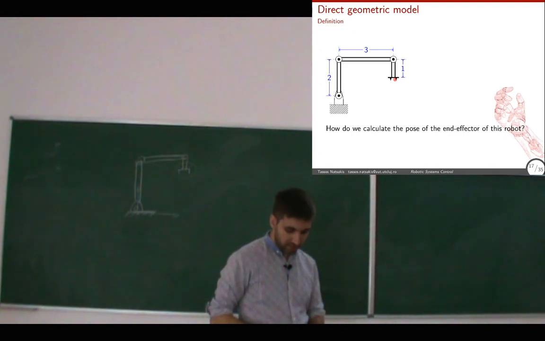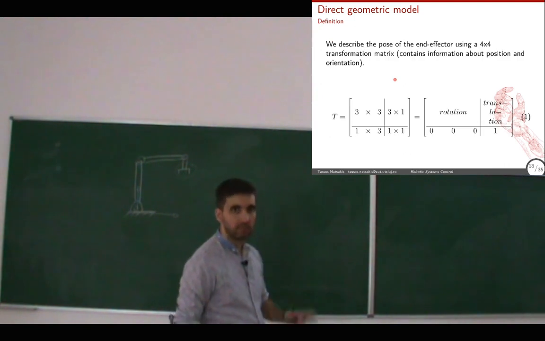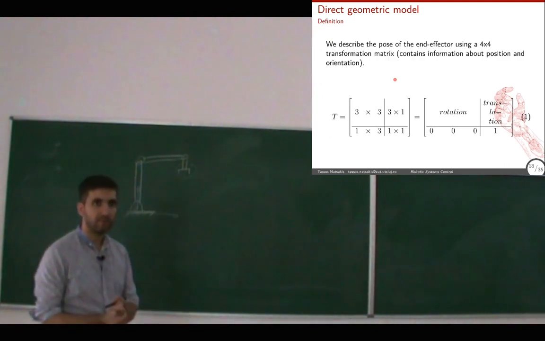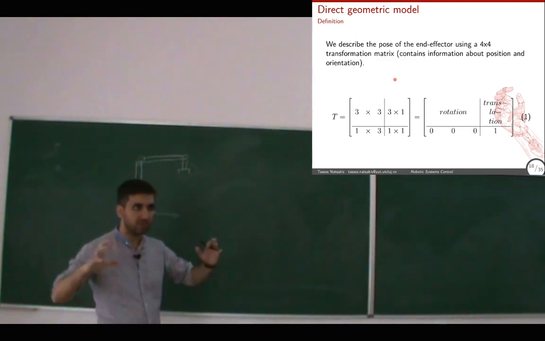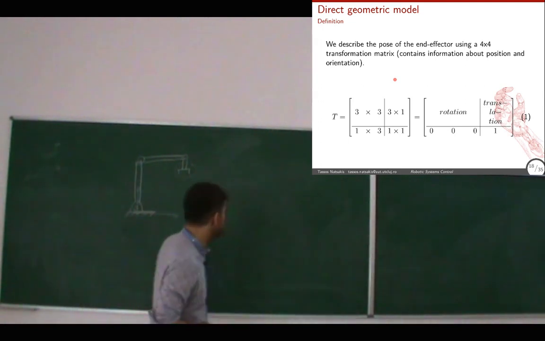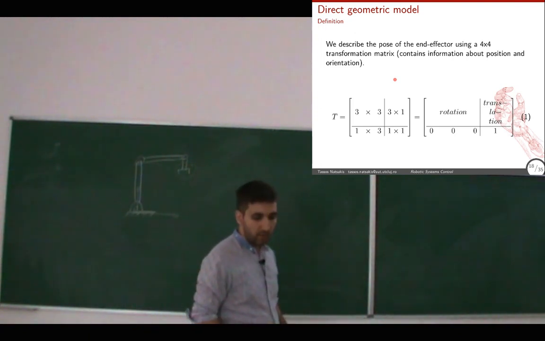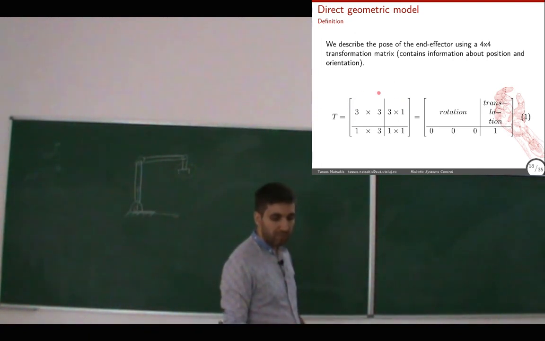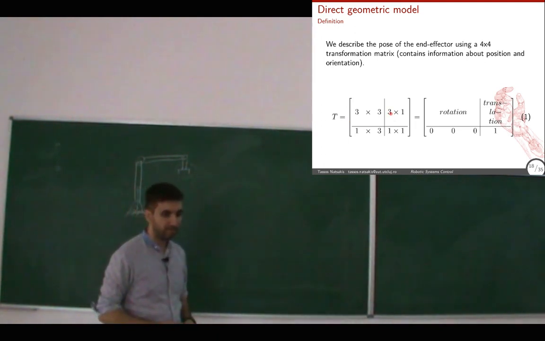So as I said, what have we seen so far that gives us information about position and orientation? What mathematical tool? The transformation matrix. Okay. So we encode this position and orientation using this 4x4 matrix in 3 dimensions. Here it's 2 dimensions, but you can think of it as 3 dimensions as well. And we use a 4x4 matrix to describe the pose of the robot. Okay?